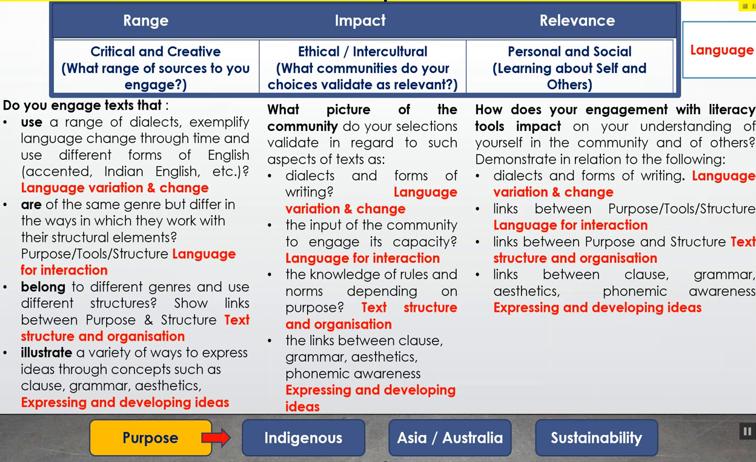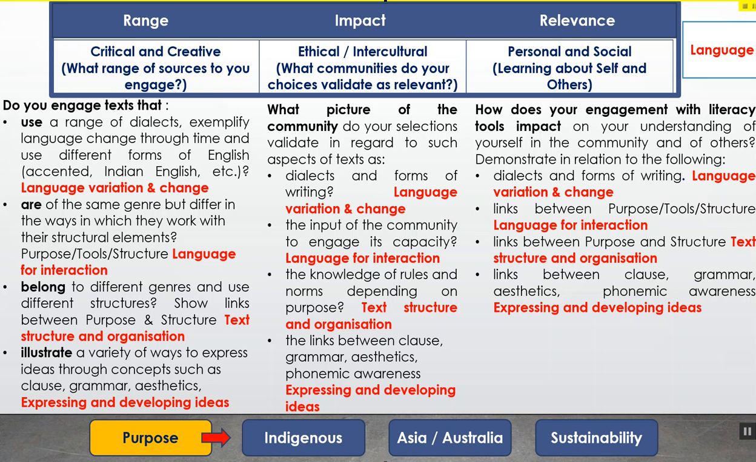So, language variation and change. In terms of ethical and intercultural, you might want to have a look at how books, say for Vietnamese cooking or for Greek cooking or for Aboriginal cooking, are presented. Are they now sort of anglicized, or are there any texts out there or on the internet that are yet preserving some aspects of structure that look unfamiliar to us in some way?